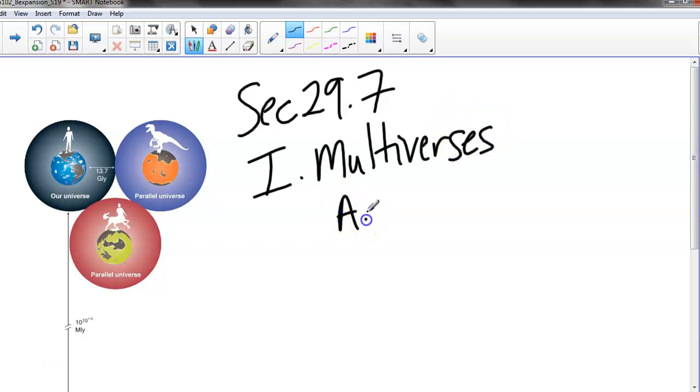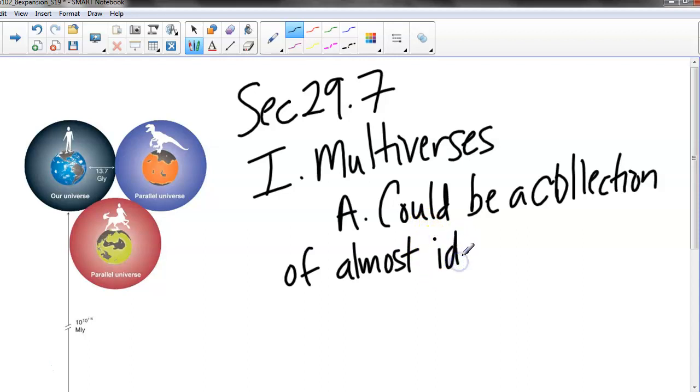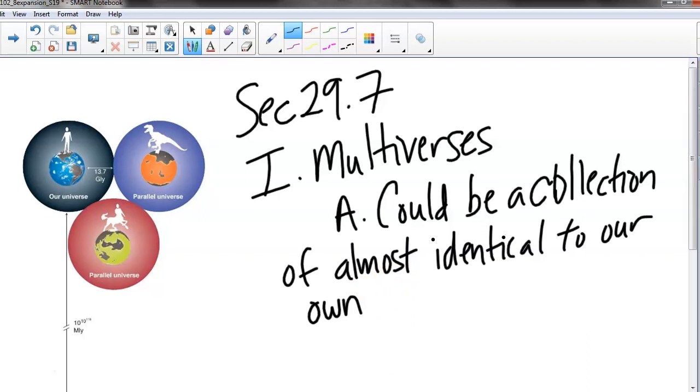Multiverses is a theoretical only idea. So far we cannot test it, no observations in any way, but an idea that there could be a collection of universes very similar to our own. This has lots of different names, sometimes known as bubble universes. A really awesome video will walk through some different theories about multiple universes. The one that your book looks at is called the multiverse theory.